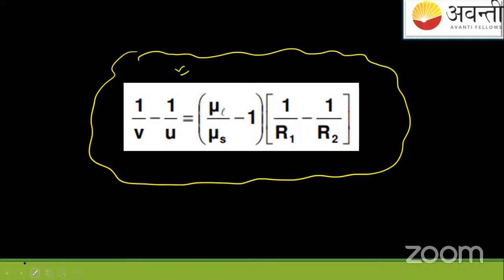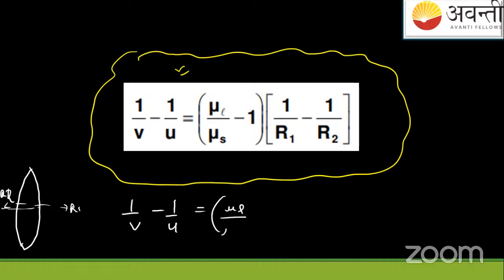So let me tell you, if you take an equiconvex lens or biconvex, let us take the biconvex. Suppose its radius of curvature is in this direction R2, and this one is R1. I'll use the formula which is defined as 1 by f equals mu L upon mu S minus 1. What does this mean? Mu L means refractive index of the lens. Mu S means refractive index of the surface. Okay, 1 upon R1 minus 1 upon R2.